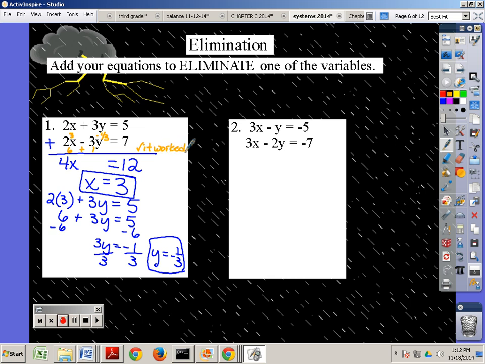Okay, so now let's apply that same strategy to number 2. If we add these equations, we're going to be left with 6x minus 3y equals negative 12. So we added them, but nothing was eliminated because our x's were the same sign. So we can change that.